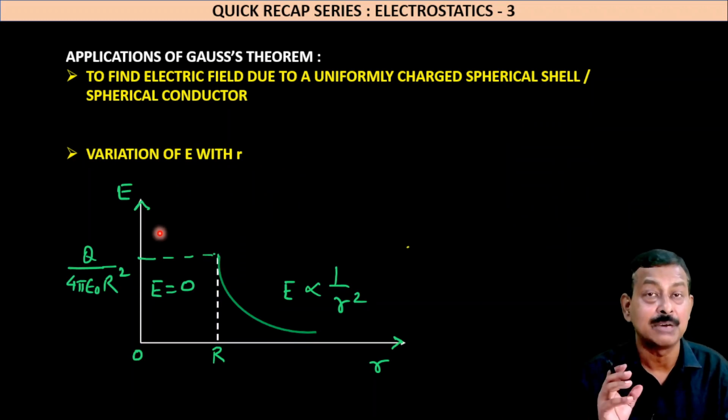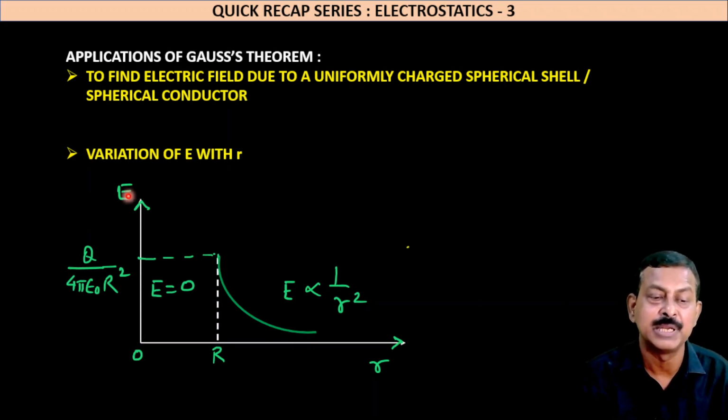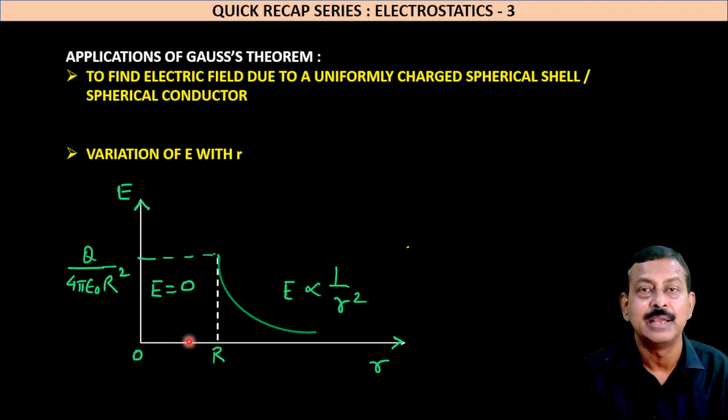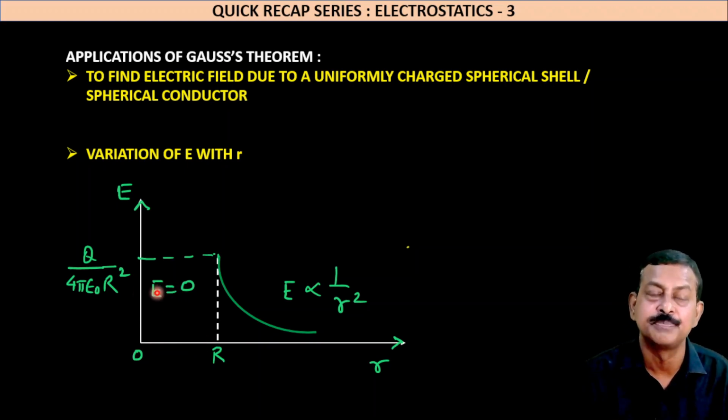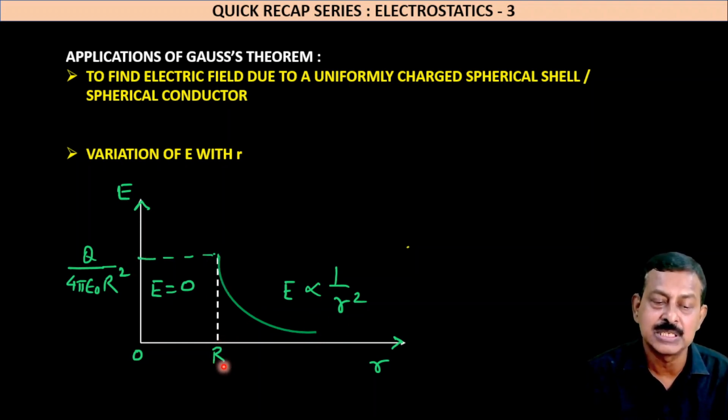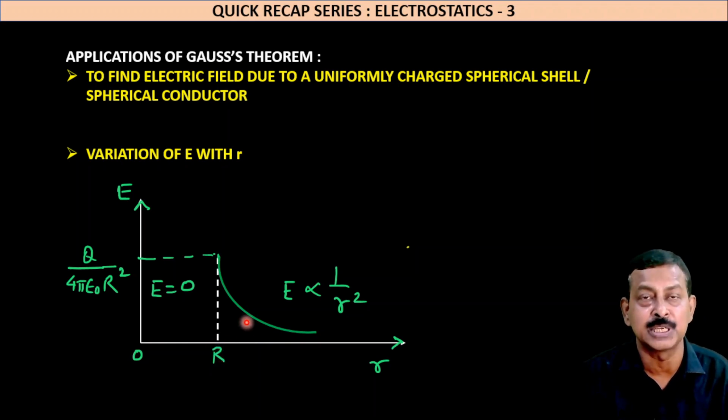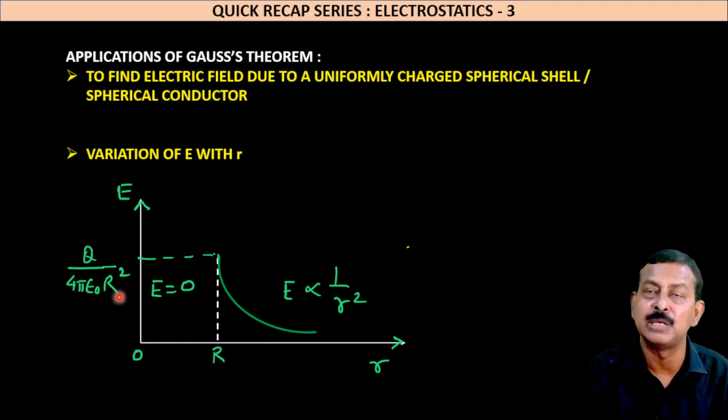If I plot a graph between electric field and distance, up to capital R, the radius of the spherical shell, the electric field is 0. For a point lying outside, that means small r greater than capital R, E varies inversely as the square of the distance, so it varies like this. The electric field value when the distance is equal to R, on the surface of the spherical shell, is Q by 4 pi epsilon naught R square.